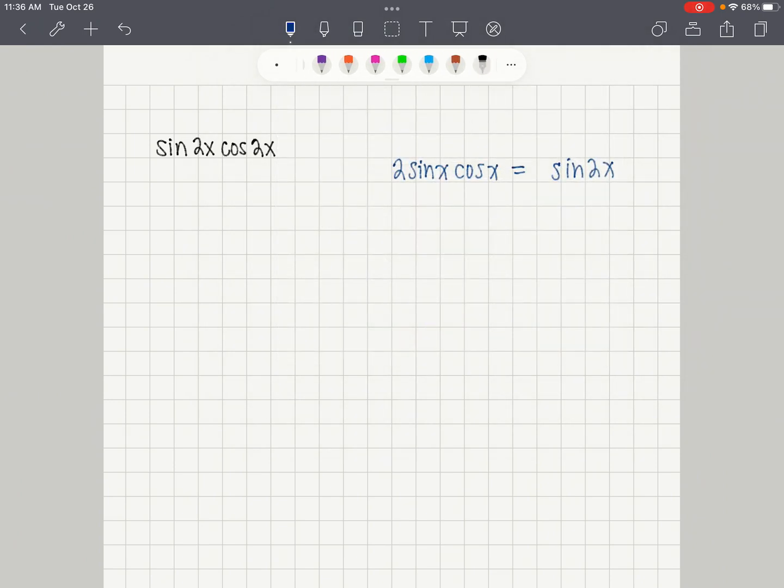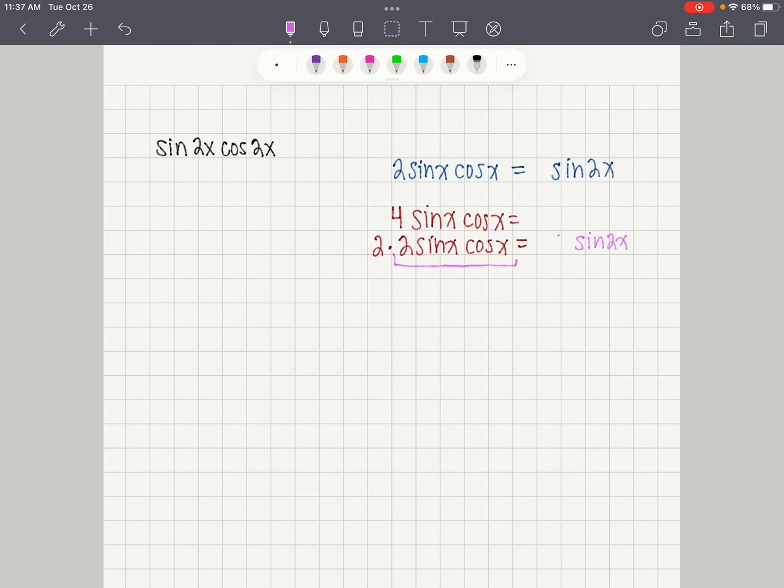if I had four times the sine of x cosine of x, I would have to make that 2 times 2. And then this part right here would become the sine of 2x, and I'd still have a 2 out front.